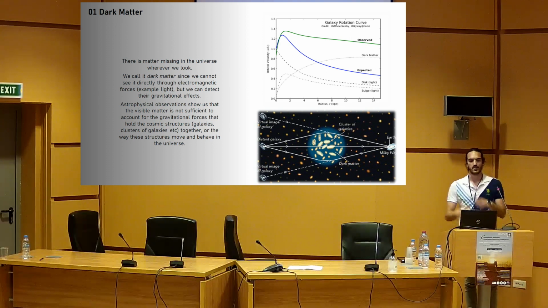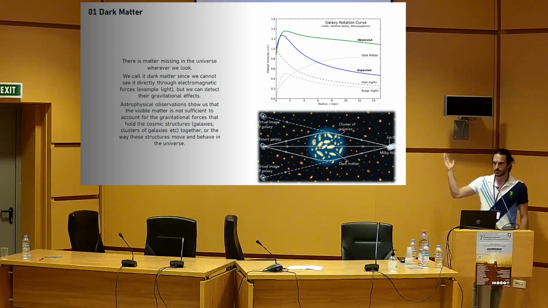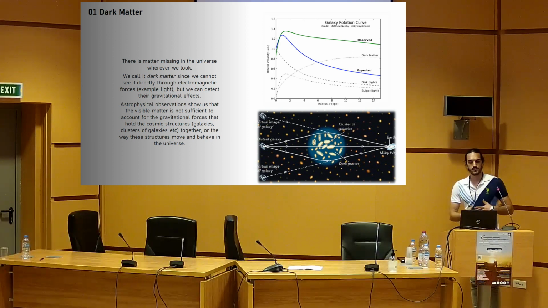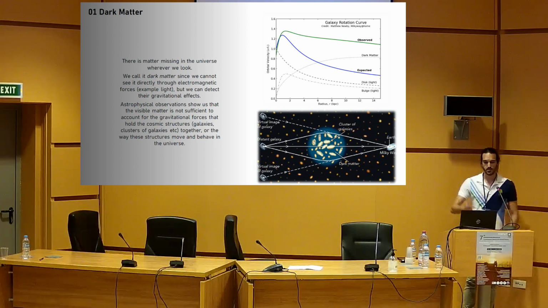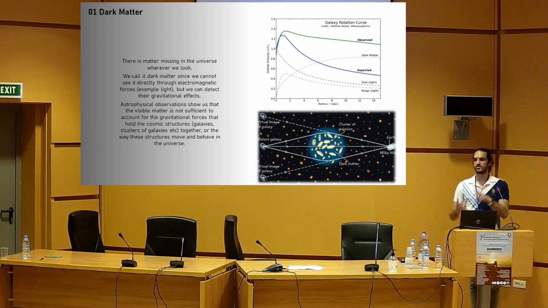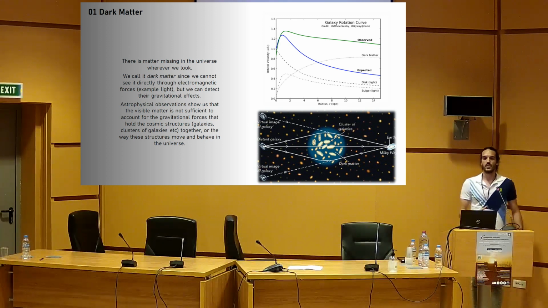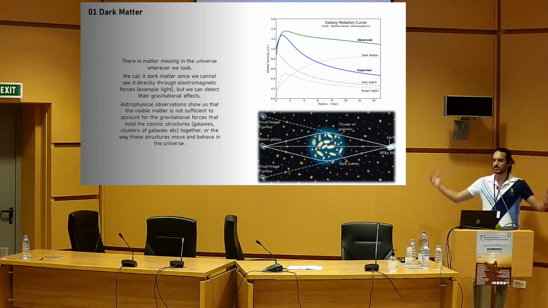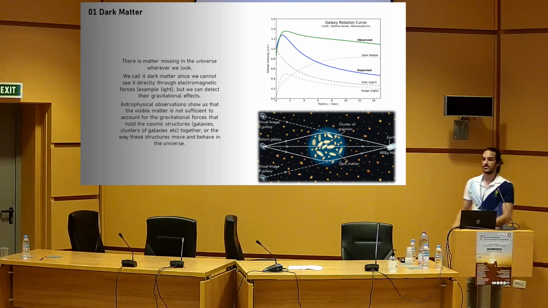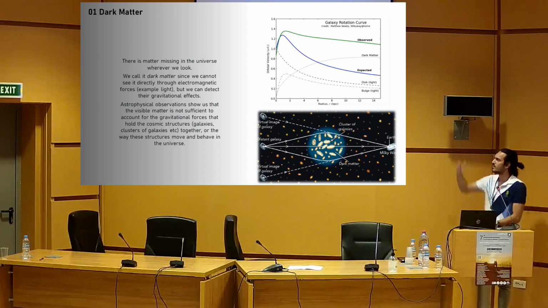And astrophysical observations, as I show you in these pictures here, show us that ordinary matter is not sufficiently accountable for the gravitational forces that hold the cosmic structures together or how they behave. For example, galactic rotation curves. We expect that the stars on the outskirts of a galaxy should rotate with a smaller velocity than the stars near the center of the galaxy. But as we see, this does not happen, and we attribute this to something that we don't see, which we call dark matter.